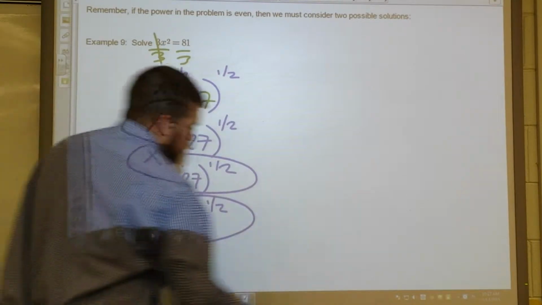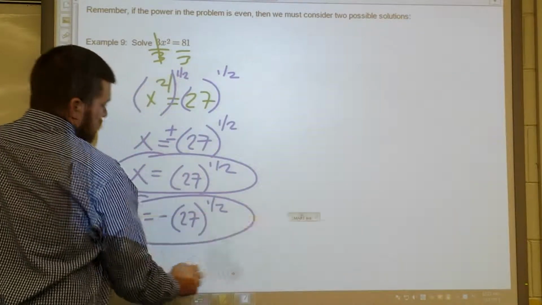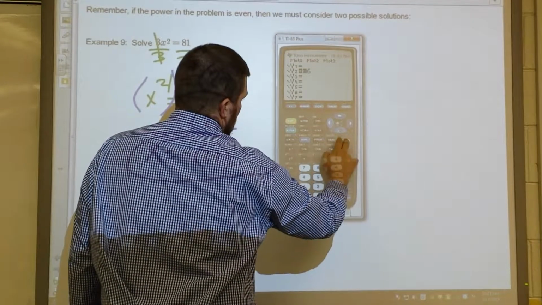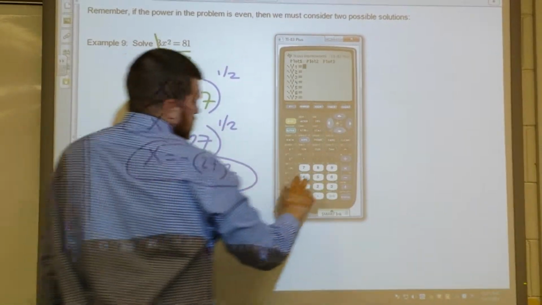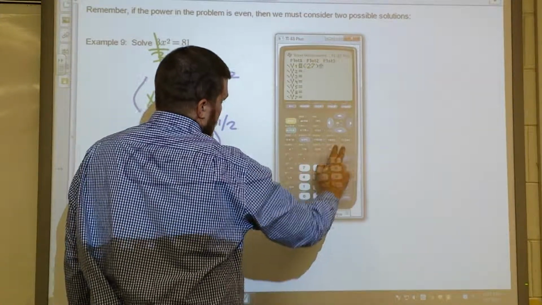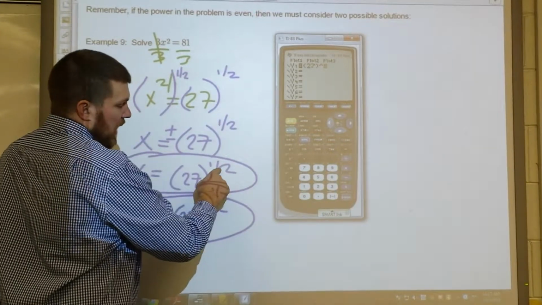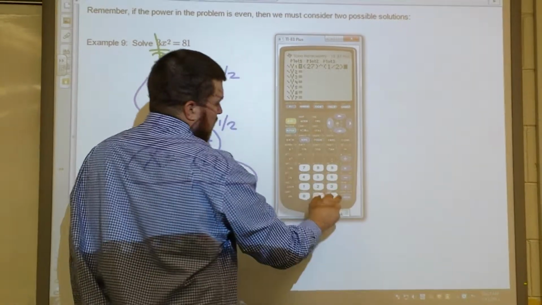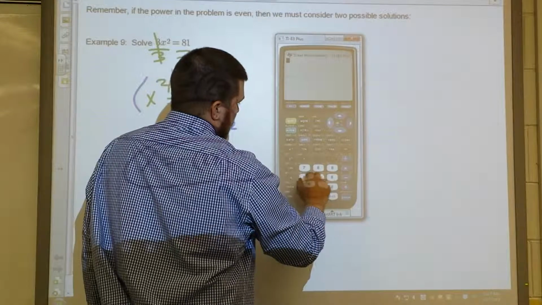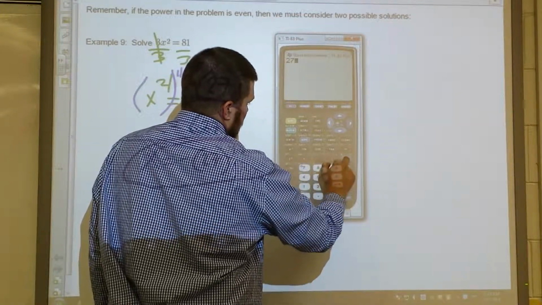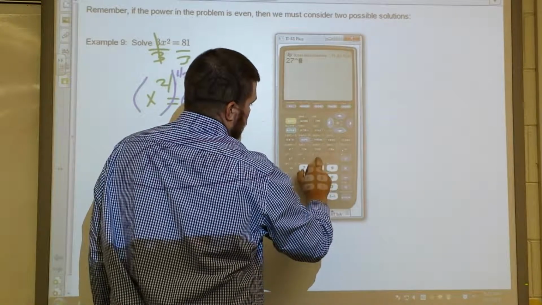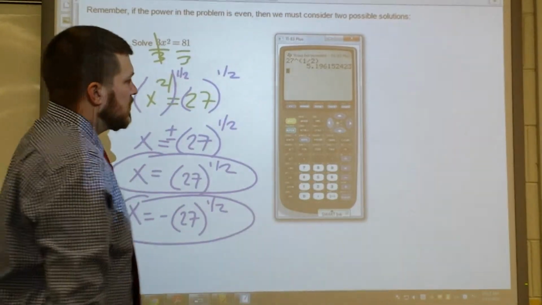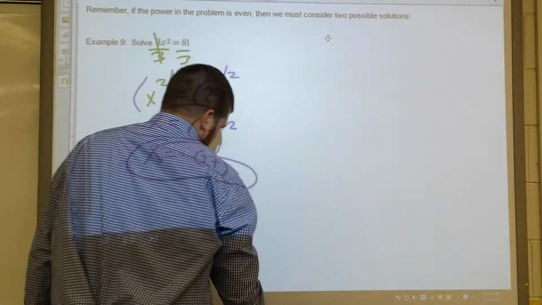Let's convert each one into a decimal. So clear it out. So I have 27, I'm typing in exactly the way it looks, to the 1/2 power. Again, my power is a fraction, so I need to be sure to put that in parentheses. If you don't, it will not come out right. And I actually meant to do that on my main screen, so 27 to the 1/2 power is 5.20 if I round.